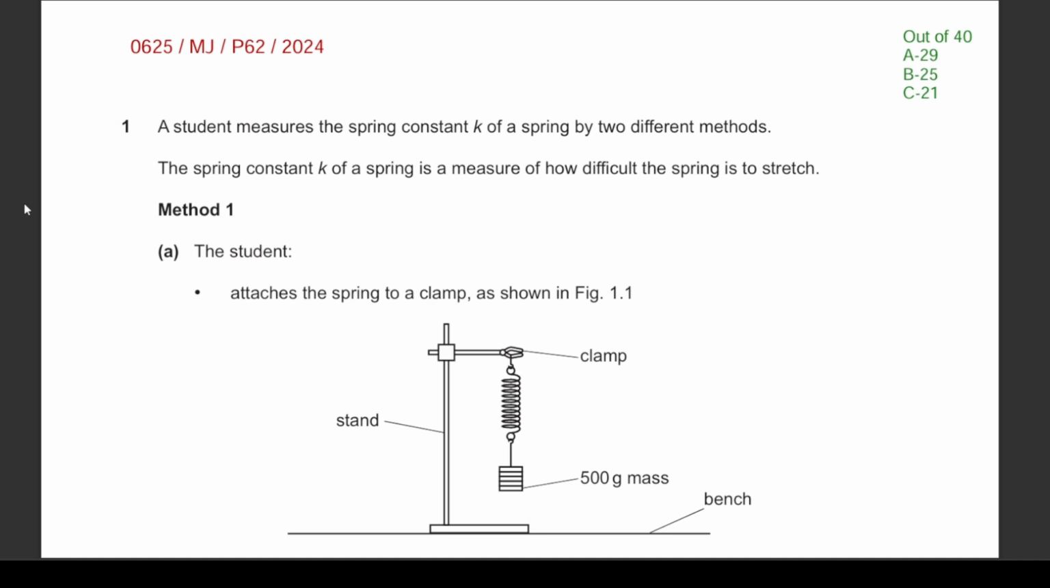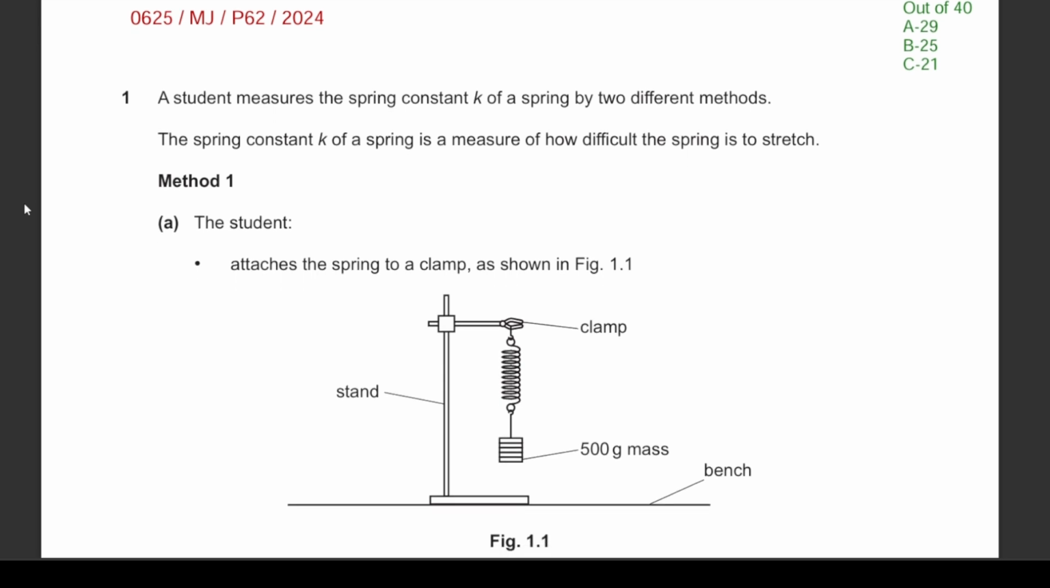This is 0625, Physics Major, paper 62, 2024. In these papers, he will explain what he wants to do with the set of experiments that he's going to conduct. He wants to measure the spring constant of a spring by two different methods. So the spring will stay the same, but he's going to try it with two different methods.